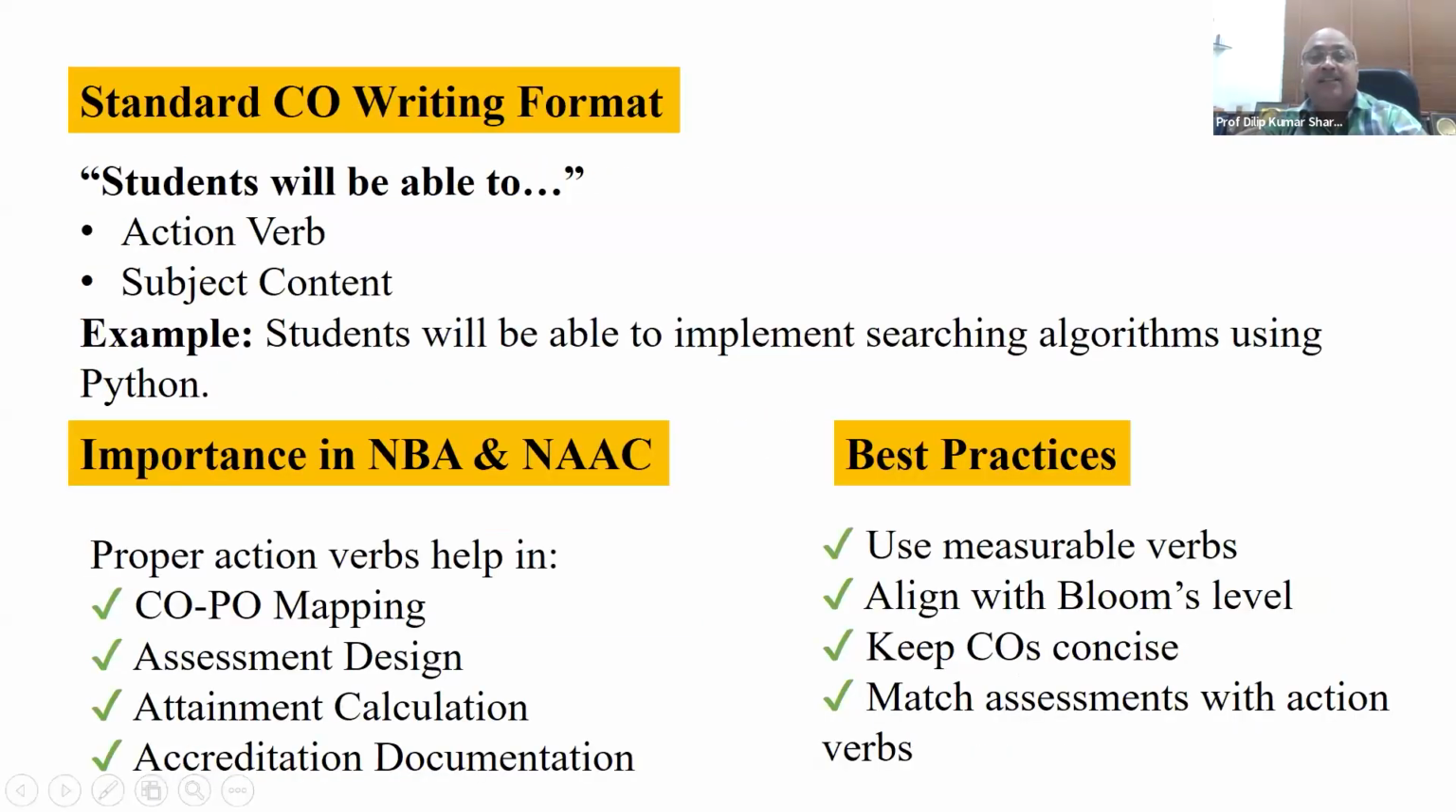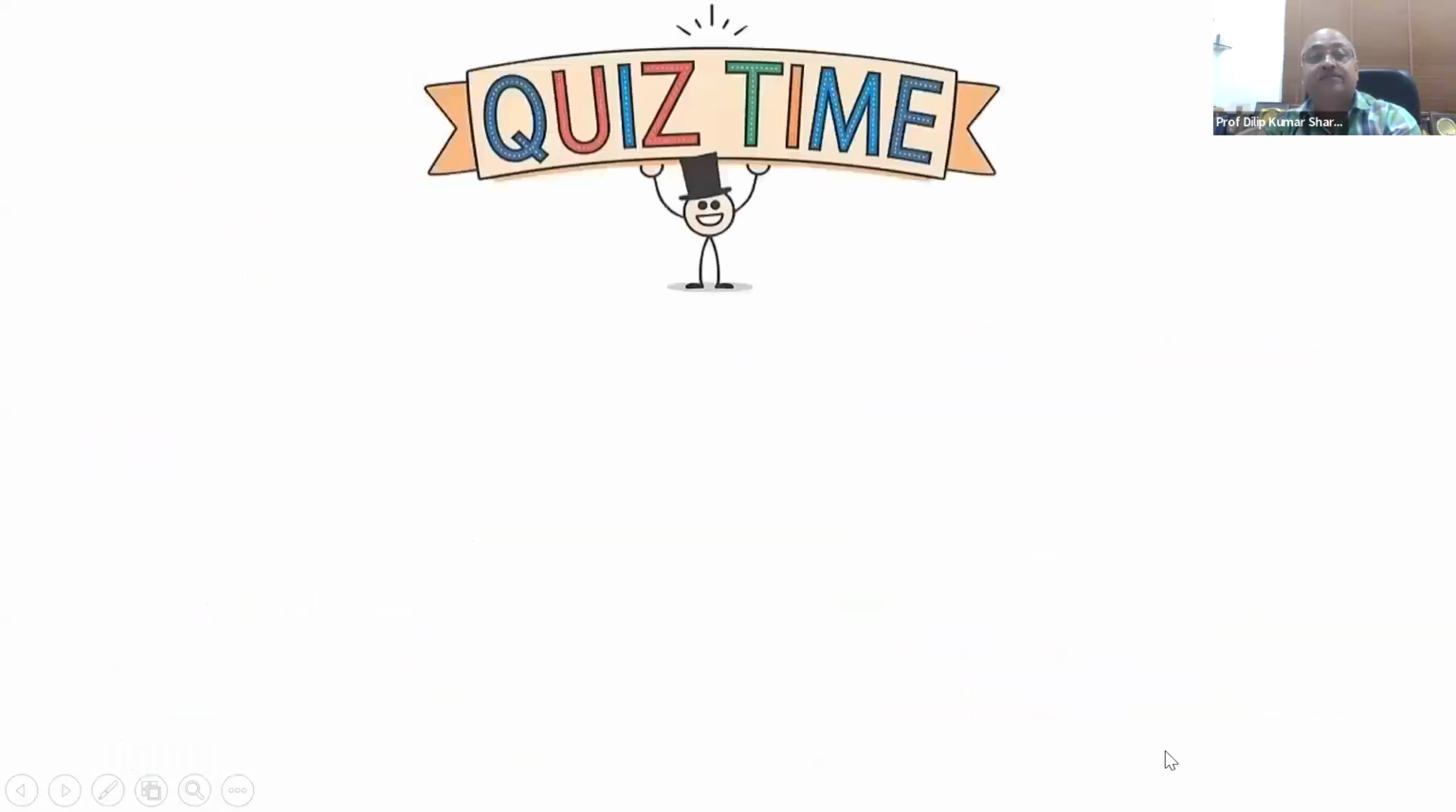I have already covered that. So the standard CO writing format: student will be able to, action verb, subject, content. I have earlier explained, I'm summarizing this. All are going to have importance in NBA, NAAC, and also the best practices: use measurable verbs, align with Bloom's level, keep CO concise, match assessment with action verbs.